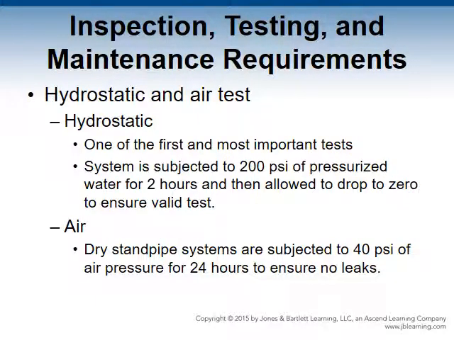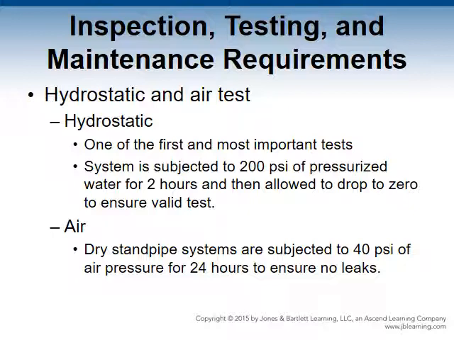Hydrostatic and air test. Hydrostatic test. One of the first and most important tests performed after installation, it subjects the system's piping, fittings, valves, and other components to a minimum of 200 psi of pressure for 2 hours. Hydrostatic pressure is measured at the lowest elevation point of the system or zone being tested. At the end of the 2 hours, release of the pressurized water from the piping allows the pressure to drop to 0, which ensures a valid test.